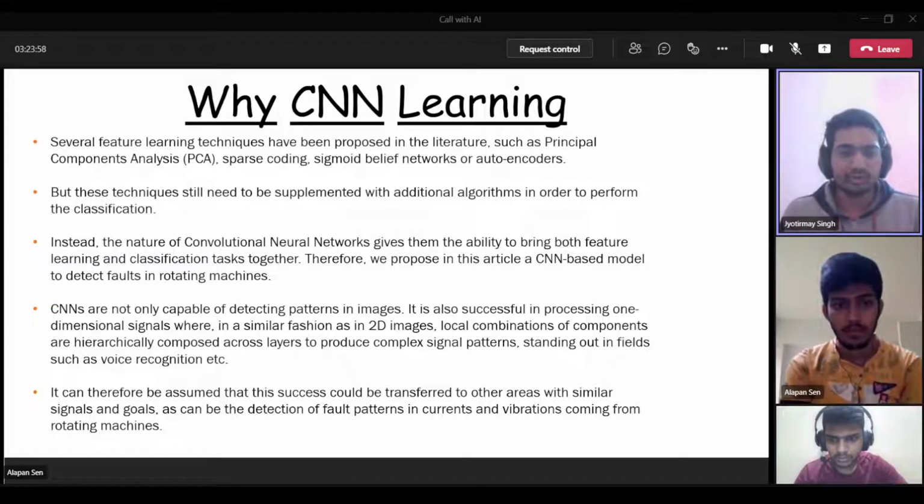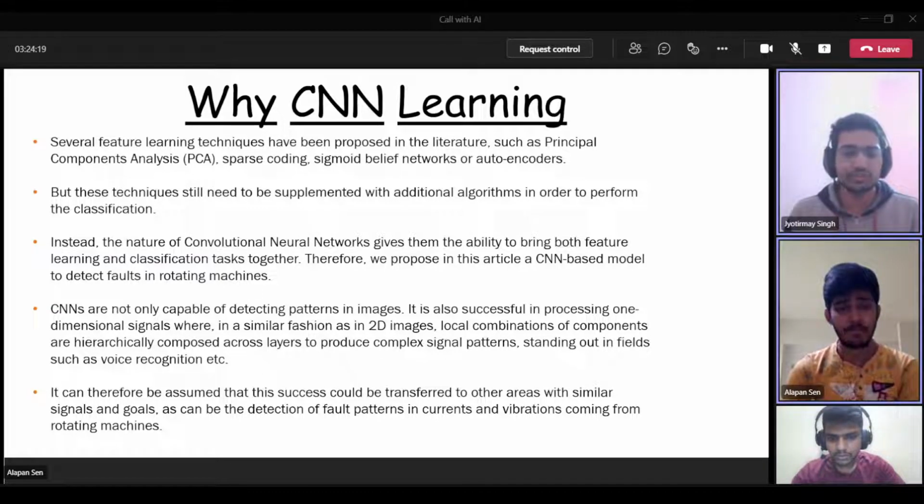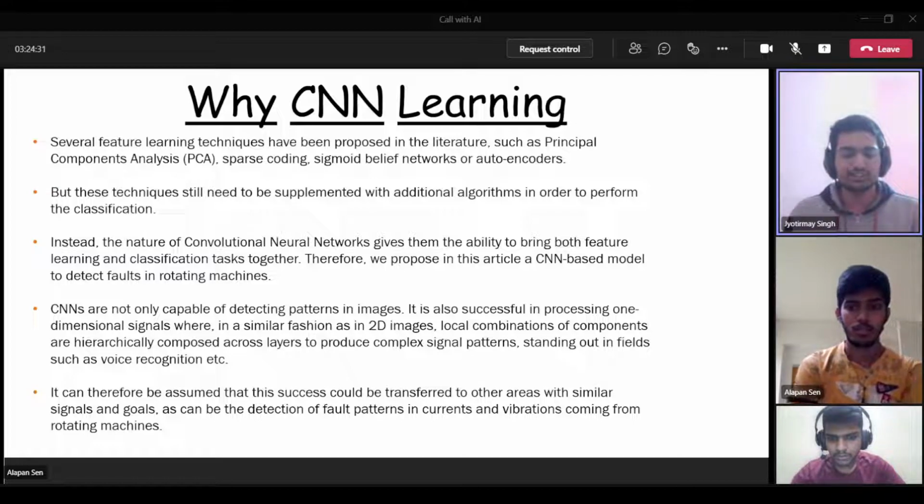CNNs are not only capable of detecting patterns in images, they are also successful in processing one-dimensional signals, where, in a similar fashion to 2D images, local combinations of components are hierarchically composed across layers to produce complex signal patterns, standing out in fields such as voice recognition. It can therefore be assumed that this success could be transferred to other areas with similar signals and goals, such as detection of fault patterns in currents and vibration coming from rotating machines.